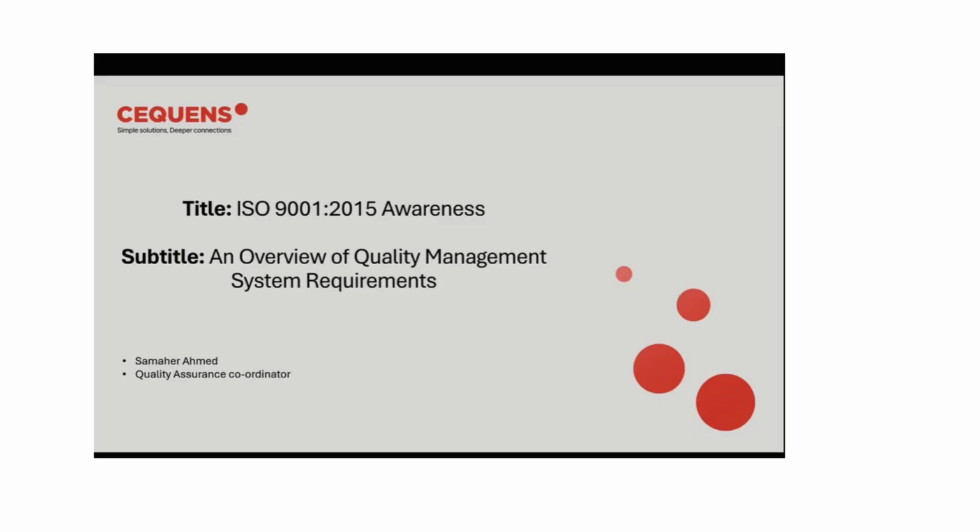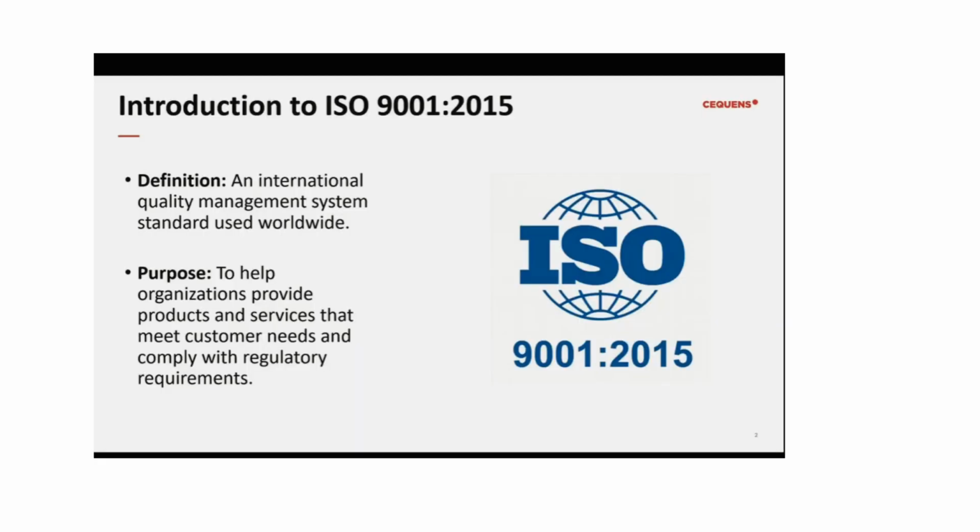Management system requirements. Let's go. So let's first say what is ISO and what is 9001 and what is 2015. So ISO, it is an international quality management system standard used worldwide.